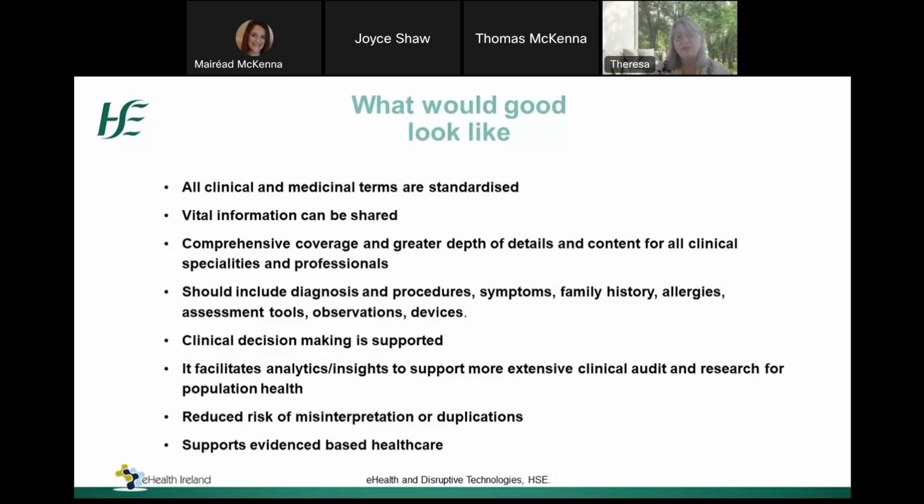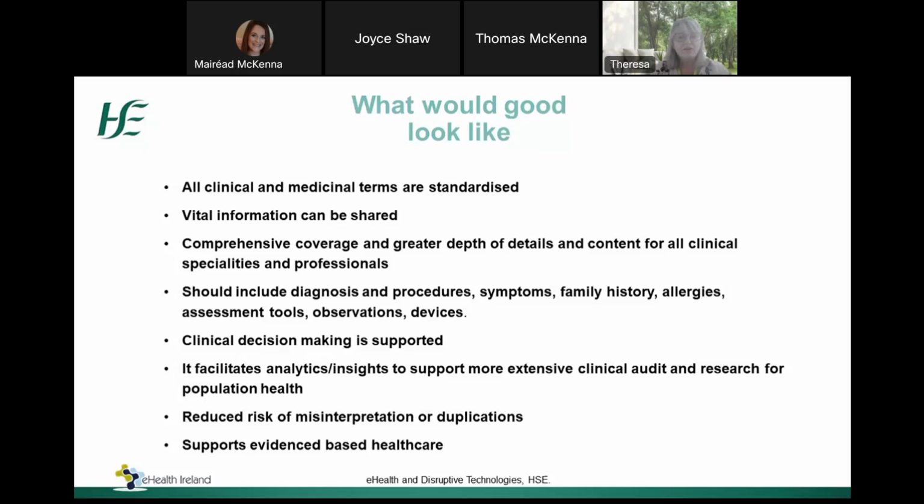So a few of us have worked together to come up with this, to look at what is our North Star? What are we trying to work towards when we're trying to standardize our data? So some of the things we're talking about is that all our clinical and our medical terms are standardized. Currently they're not. We've medical terms in all sorts of ways, in all sorts of systems, that our vital information can be shared, so that we can share our medical information between healthcare professionals, between care settings, between locations, to enable our healthcare professionals to have the latest information for continuity of care, that we have comprehensive coverage and greater depth of details and the content for all our clinical specialties and professionals.